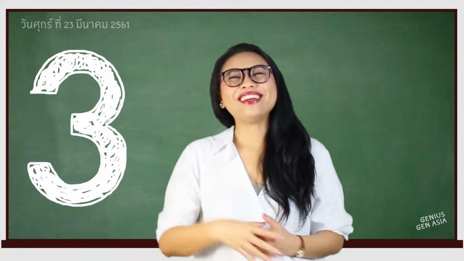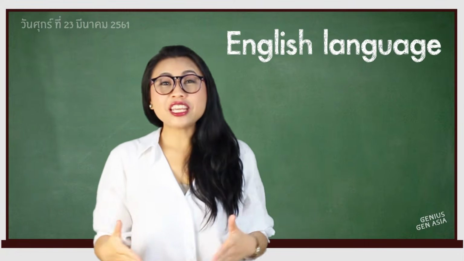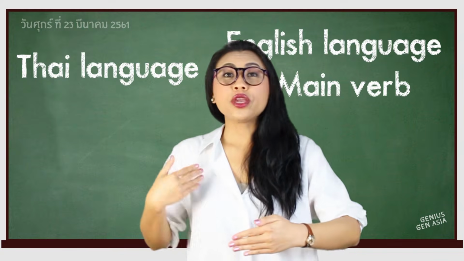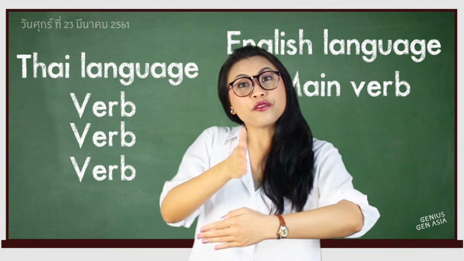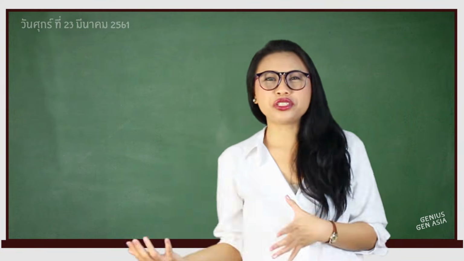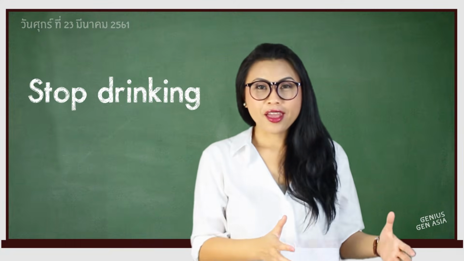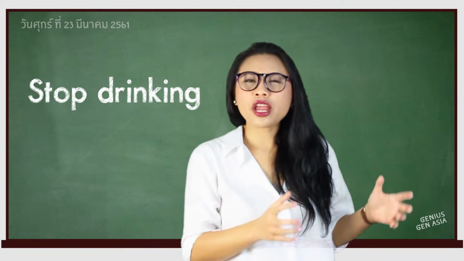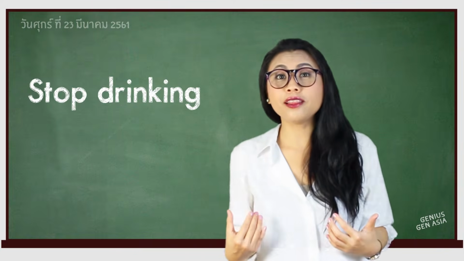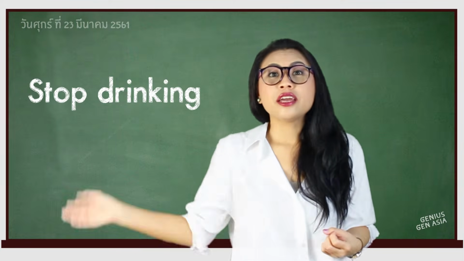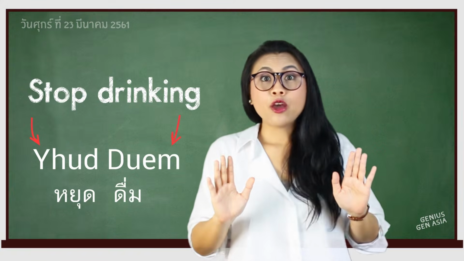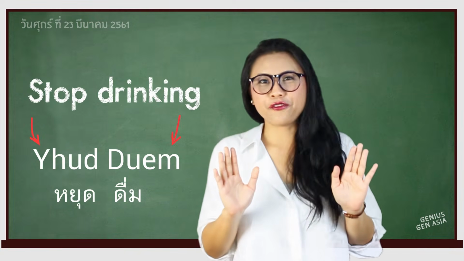The third one, in English, you need to have one main verb, but in Thai language, we can just put verb and verb and verb together. For example, in English, you say stop drinking. In English, you need to change from drink to be drinking. But in Thai language, we just say the verb หยุด and ดื่ม without changing any second verb.